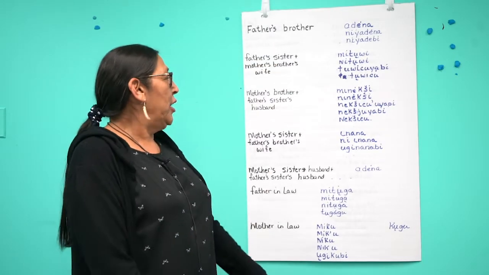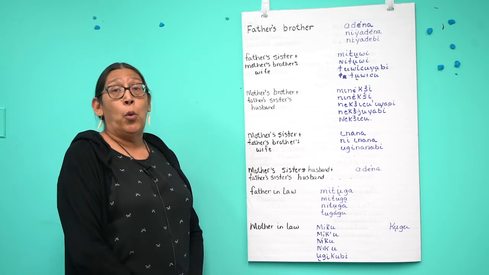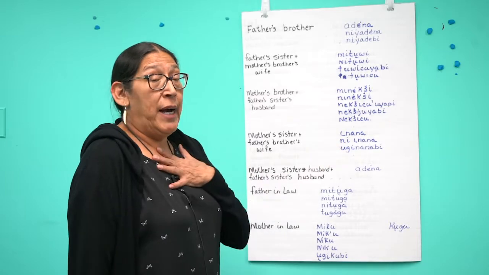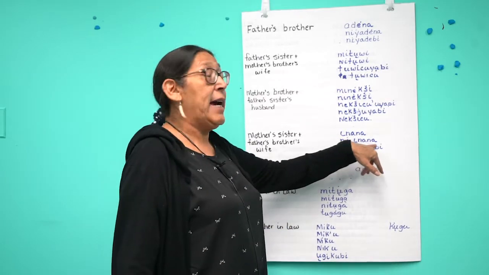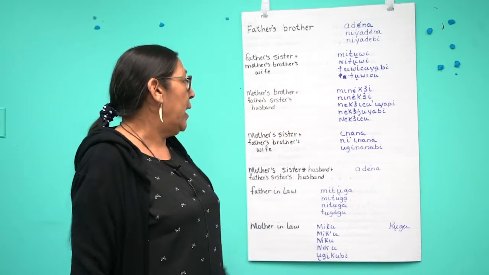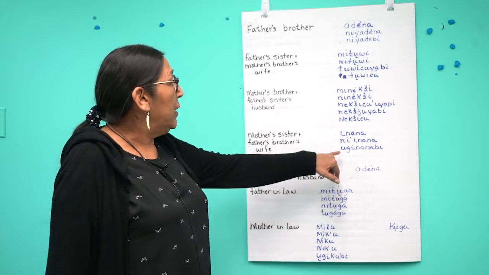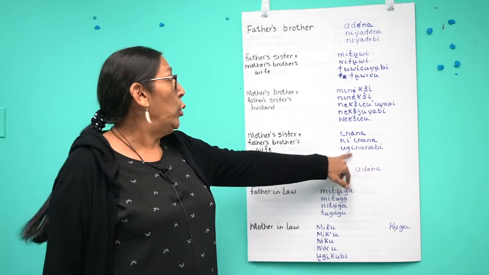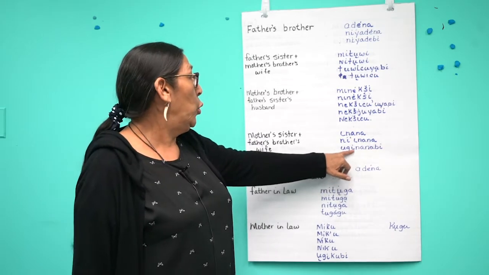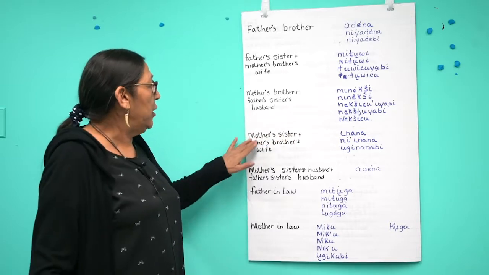Okay, let's move on to your mother's sister and your father's brother's wife. She is your inana, or she's my inana. She is your ni inana, and there's a stop right here. And if she's all of our inana, she is unginanabi. That's your mother's sisters.